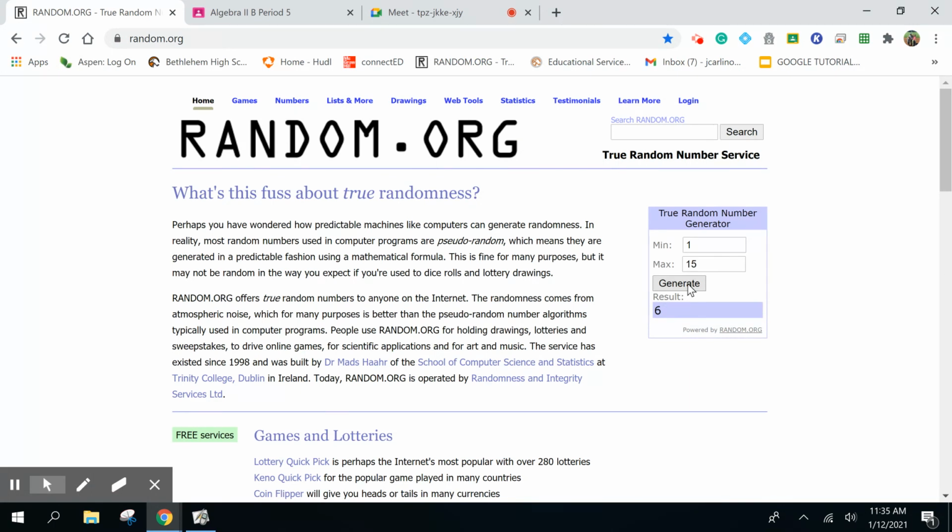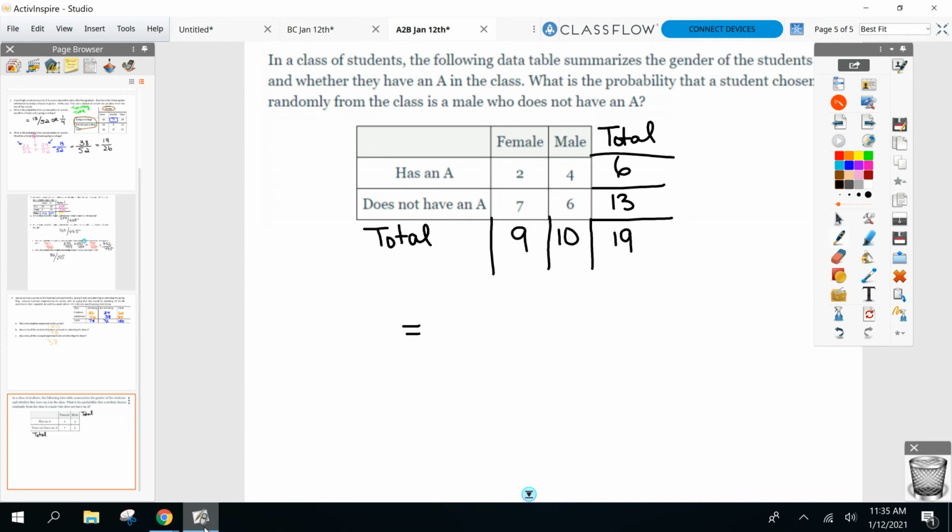Here we go. Let's finish this off strong here. Mason, male that doesn't have an A. 6 out of 19. There we go. Game over. 6 males don't have an A out of 19 total students. Questions on why it's 6, why it's 19? Anything?